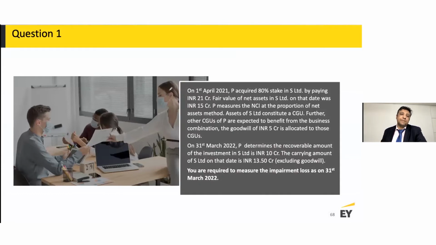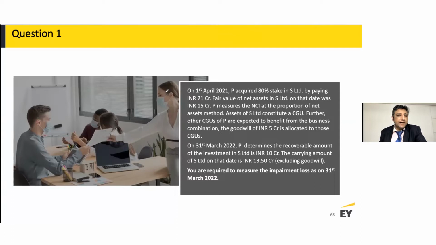We are given this information which says that on 1st of April 2021, P acquired 80% stake in S Limited by paying 21 crores. The fair value of net assets in S Limited on that date was 15 crores. P measures the NCI at the proportion of net assets method. Assets of S Limited constitute a CGU. Further, other CGUs of P are expected to benefit from the business combination, and the goodwill of 5 crore rupees is allocated to those CGUs.